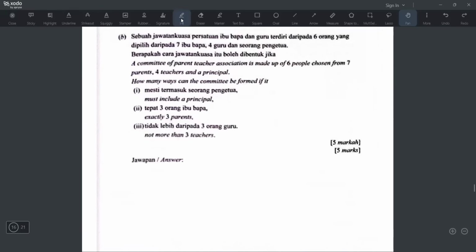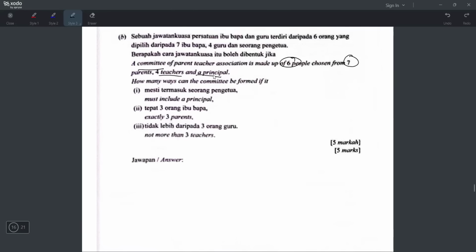A committee, which is a persatuan, a parent teacher association, is made up of 6 people, chosen from 7 parents, 4 teachers, and 1 principal. For this type of question, I always like to draw something, or maybe write it in a way that you understand.